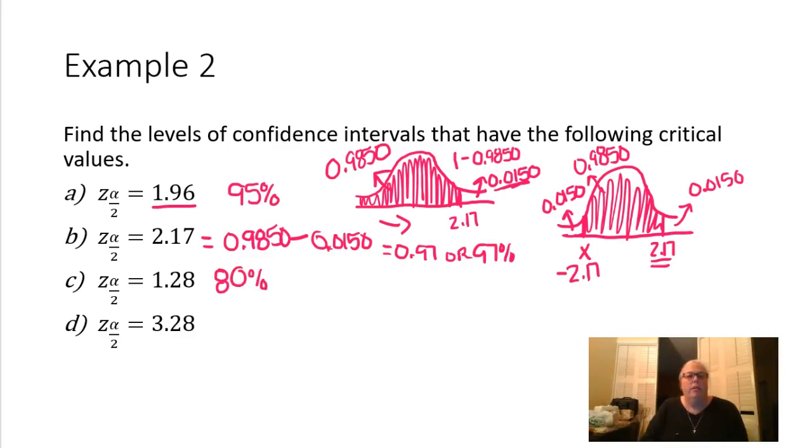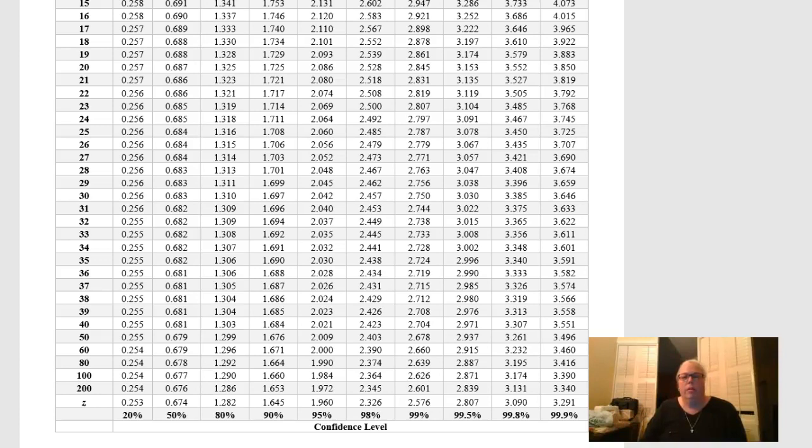All right, and then our last one, z sub alpha over 2, 3.28. So let's pull up that table A3. Now the last one here is 3.29, and then I have 3.09. So it's somewhere between 99.8 and 99.9. So we're going to have to do the same trick here that we did for part B.